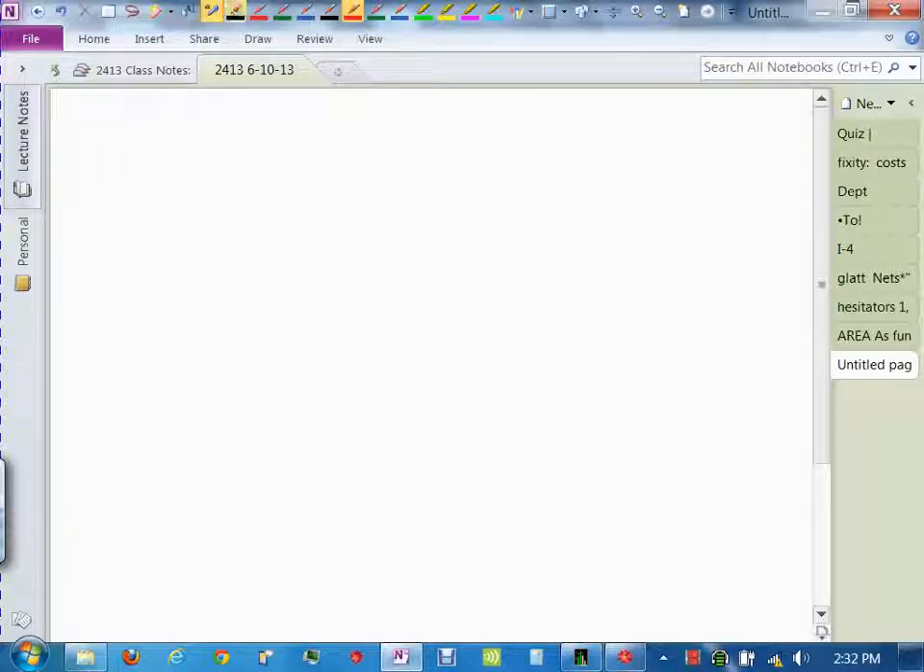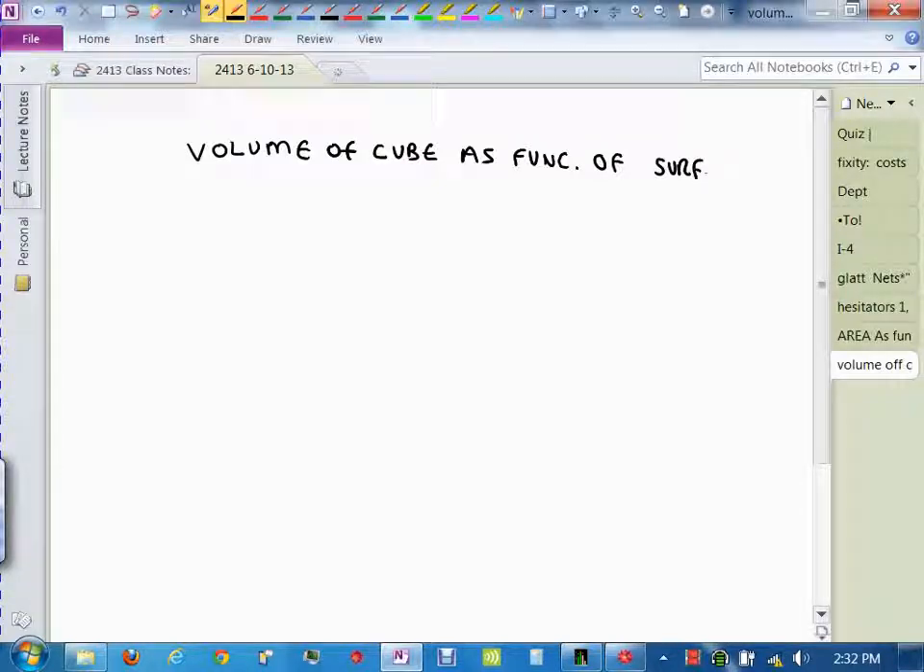Express the volume of a cube. Wait, volume of a cube? Volume of, oh wow. Volume of a cube as a function of its surface area? Okay.